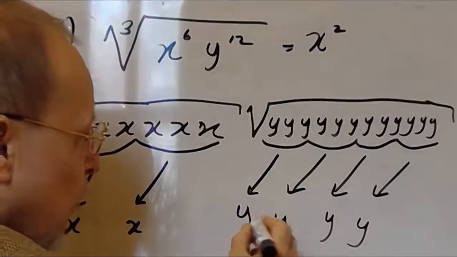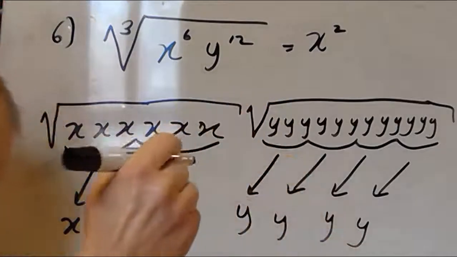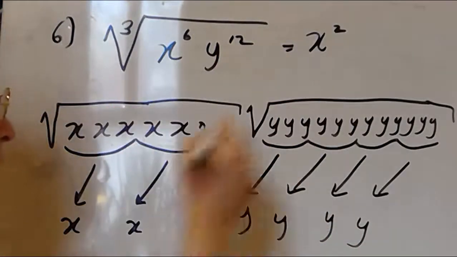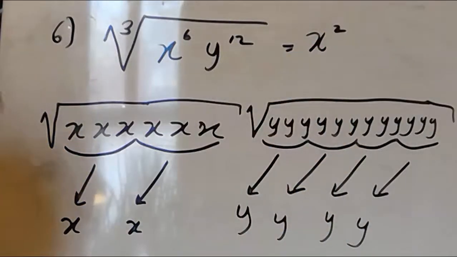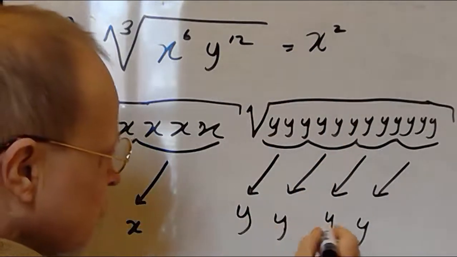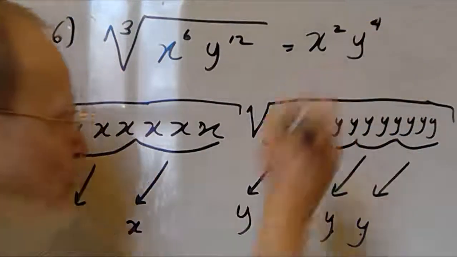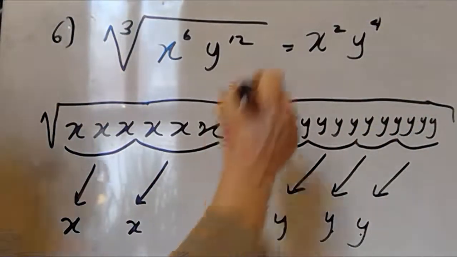And we have x cubed, sorry, x squared, sorry. That'll give us x squared, that's correct. And then y, 1, 2, 3, 4, and then we have y to the 4th. And that's our final answer.